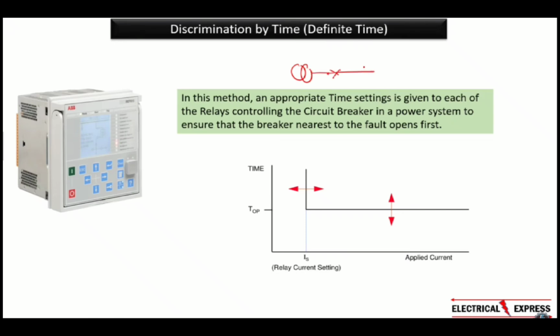If a fault occurs in the system, for example, if this is our transformer, or here, our breaker, then if a fault occurs in the system, the relay will observe the time specified in it. And according to that time, it will send a tripping command to the breaker. So, what happens in this method? An appropriate time setting is given to each of the relays controlling the circuit breaker in the power system to ensure that the breaker nearest to the fault opens first. So, let's understand this with an example.